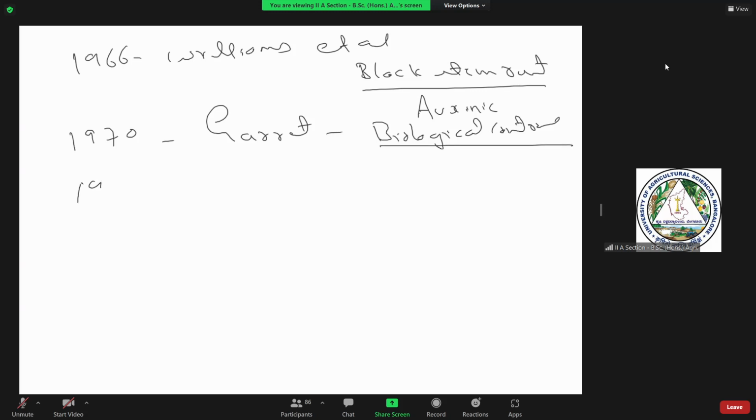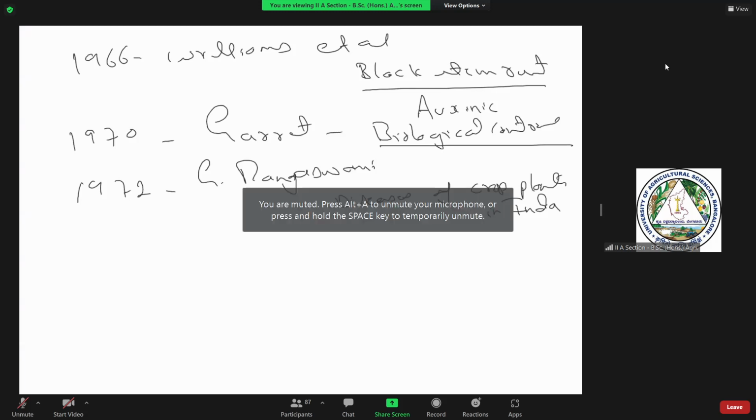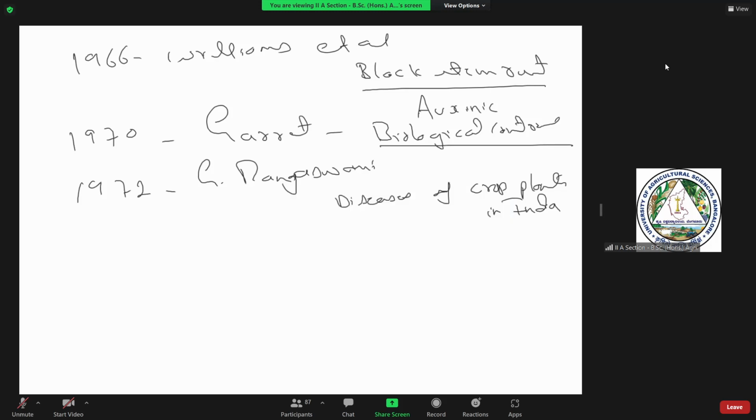In 1972, G. Rangaswamy published a very popular book called Diseases of Crop Plants in India. Even today, this book is very popularly used. He was also a pioneer in bacterial plant pathology and agricultural microbiology. Basically, he was a microbiologist who turned into a plant pathologist.